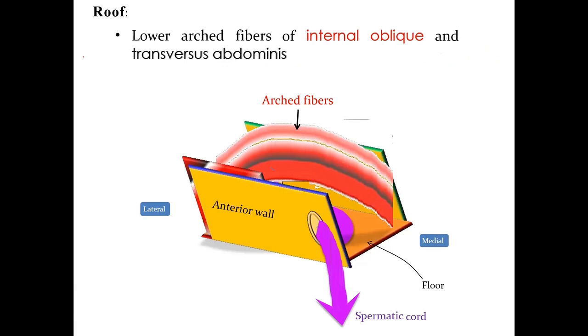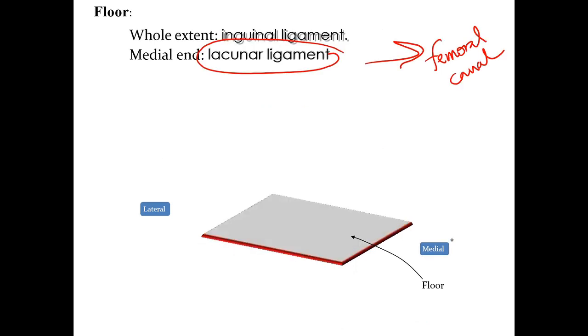The roof. Now, the roof, you should know, is formed by the arched fibers of the internal oblique and the transversus abdominis muscle. And if you remember, we said the conjoint tendon is formed by the internal oblique and the transversus abdominis when they unite to form a tendon. Okay, let me just show you something so that you understand.